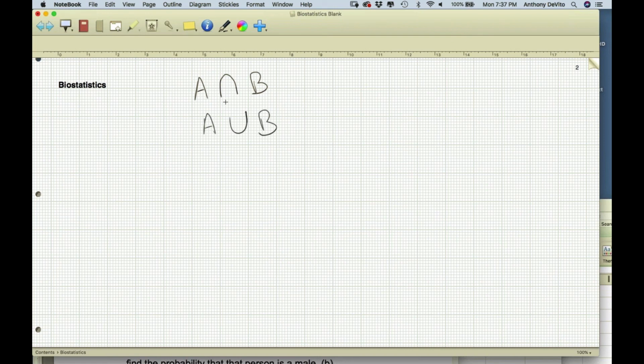Okay. So I have this upside down U. What is that called? Intersection. And this one is union.